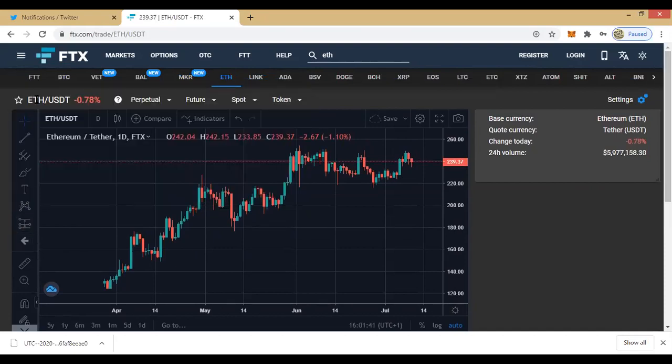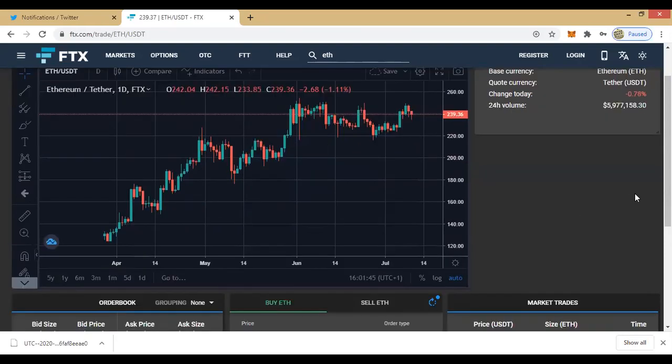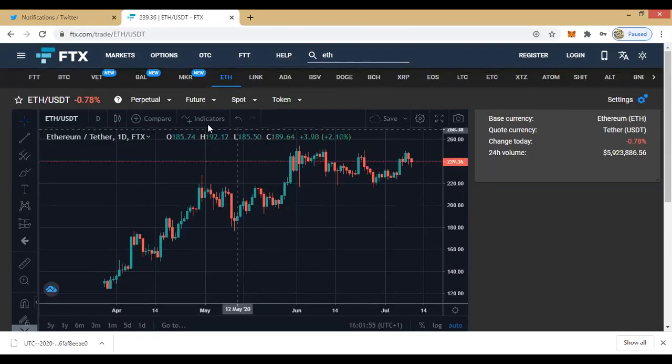We'll be using Ethereum for our analysis. The point I mentioned was comparing the size of the candle relative to the earlier ones that formed. What do I actually mean by that statement? This is the Ethereum USDT chart and we are using the daily time frame. What I actually meant is this. Let me use this candle.